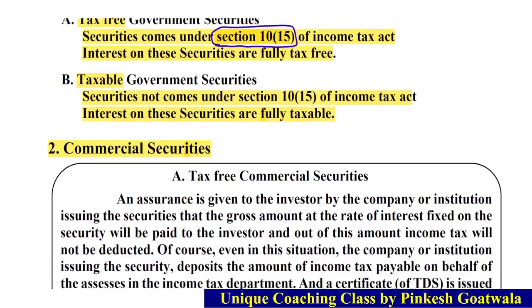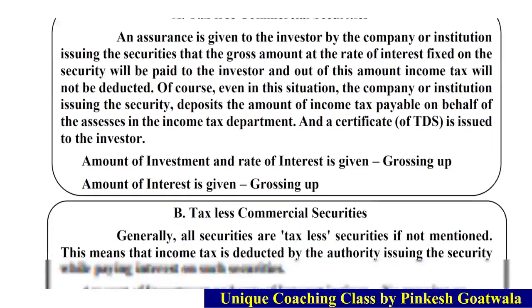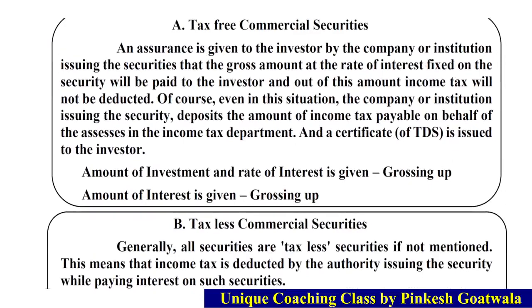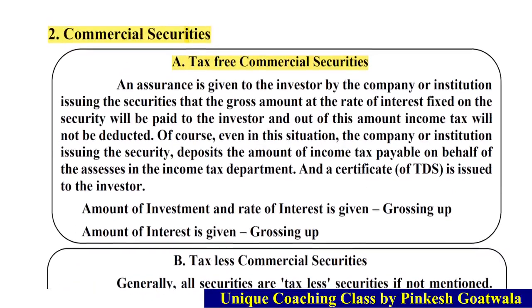Now come to the next, commercial security. It means a security issued by a private company, private firm, private institution, etc. These are all commercial securities, which a private institution issues. Now there are also two types of commercial security. First is tax free commercial security, and second is tax less commercial security. Tax free and tax less.